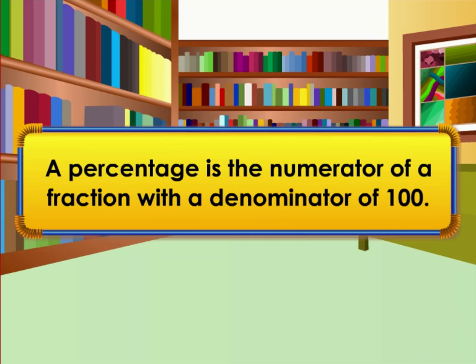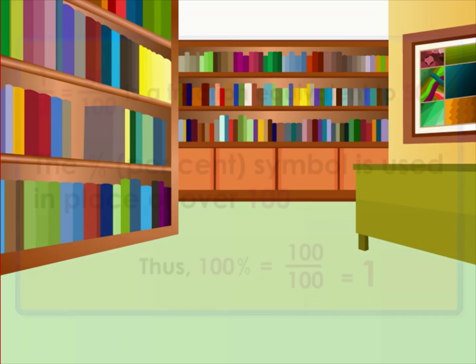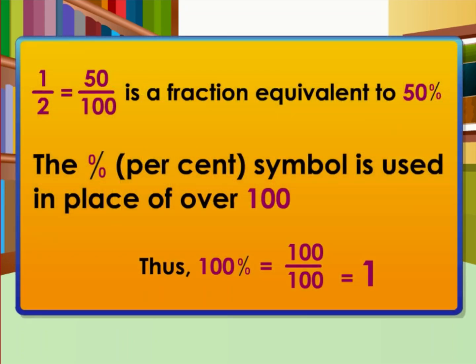From our previous discussion, we conclude that a percentage is the numerator of a fraction with a denominator of 100. Let's look at the example on the screen. Half is equivalent to 50 over 100, which is equivalent to 50%. The percent symbol is used in place of over 100. Thus, 100% is equivalent to 1.